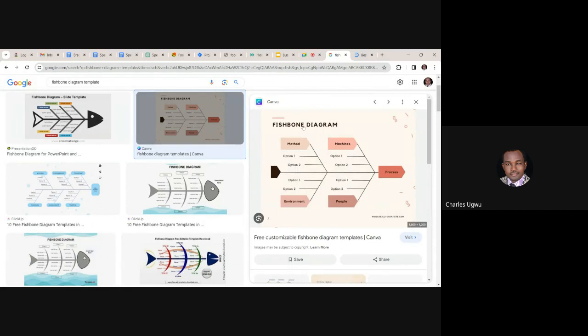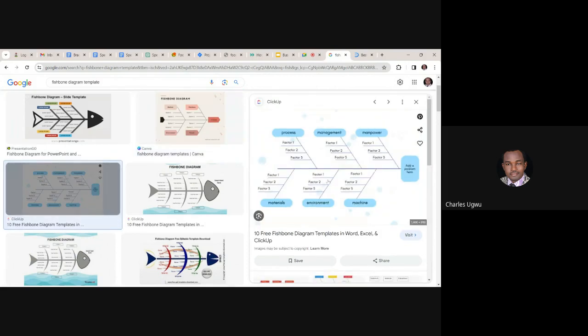So look at this fishbone diagram. This is the process. This is the problem here. These are the causes. So we use this kind of fishbone diagram and apply it in a root cause analysis. This is what we do. That is how to carry out a root cause analysis. The easiest way to carry out a root cause analysis is to apply this kind of analysis called a fishbone diagram.